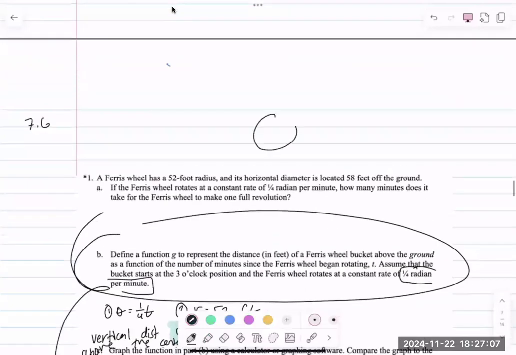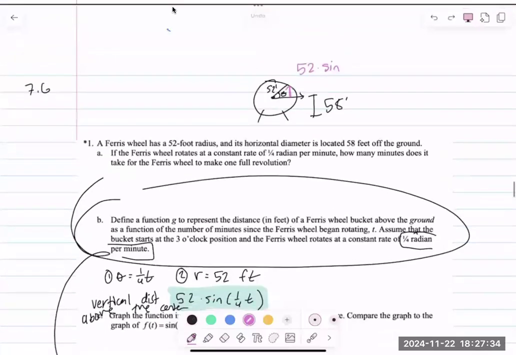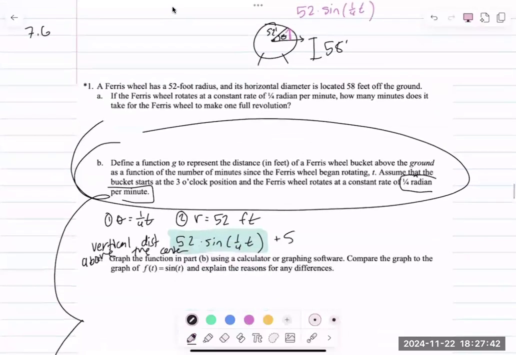So if I draw my picture here, we have our Ferris wheel. It's 58 feet above the ground. That's 58 feet. And its radius is 52 feet. Well, again, if I make an angle from 3 o'clock, my height here, this pink arrow here is 52, our radius, times sine of theta. And again, our angle is just 1/4 t, right? So this is going to give us our height above the center of the circle. Well, how high is the center of the circle above the ground? We're just going to add this 58 right here. And so this would be our function.